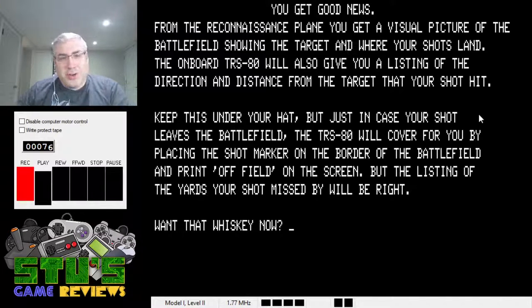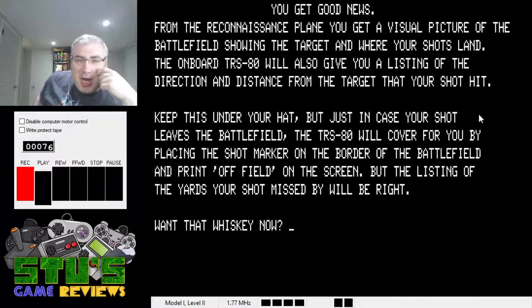You get good news. For the recon plane, you get a visual picture of the battlefield showing the target and where your shots land. The onboard TRS-80 will also give you a listing of the direction and distance of the target your shot hit. Keep this under your hat. Just in case your shot leaves the battlefield, the TRS-80 will cover for you by placing the shot marker in the border of the battlefield and print off-field on the screen. The listing of the shots will show how many yards your shot missed.